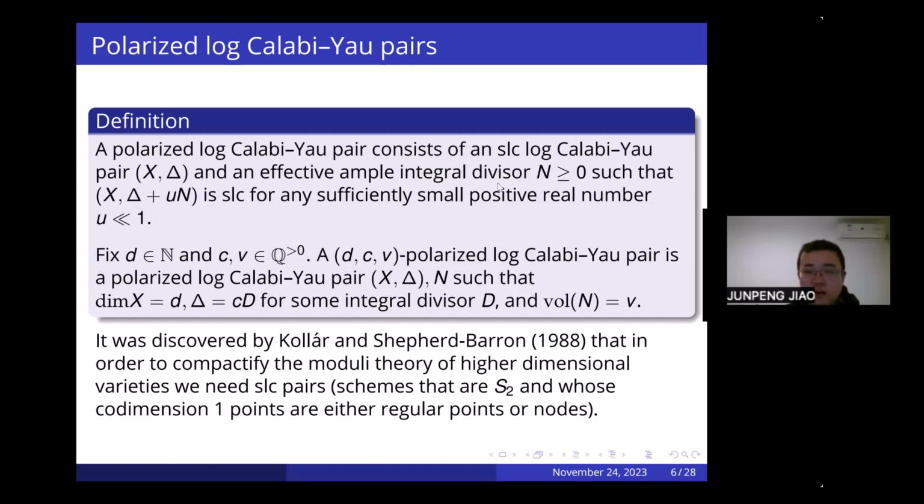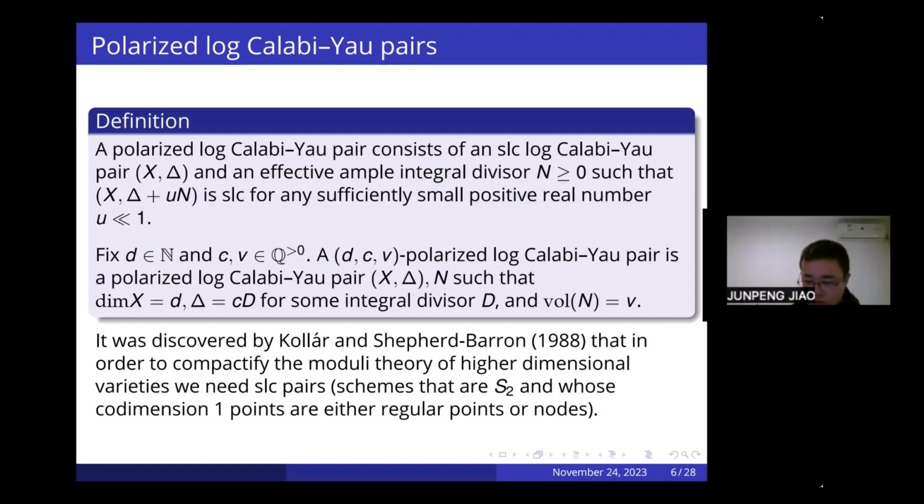Notice that here we consider SLC log Calabi pairs. SLC is short for semi-log canonical. When we study semi-log canonical, it was discovered by Kollár and others that in order to compactify the moduli theory of higher dimensional varieties, we need SLC pairs. An SLC pair is a scheme that is S2 and whose codimension 1 points are either regular points or nodes.